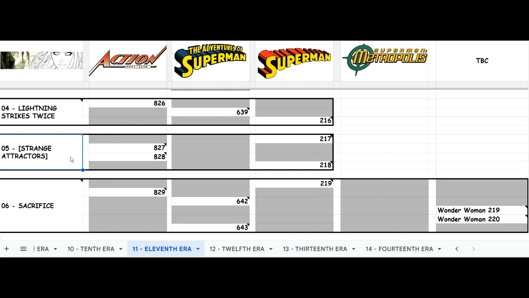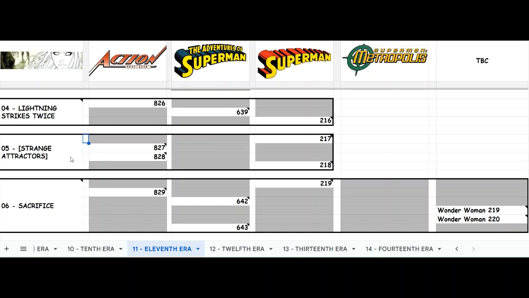The next arc is this one, Strange Attractors. So this is arc 5 of this, the 11th era. This involves the following issues in the following order. Superman 217. This is Superman's first interaction with an OMAC robot. The cover is branded as an OMAC project tie-in, but I don't really see that.